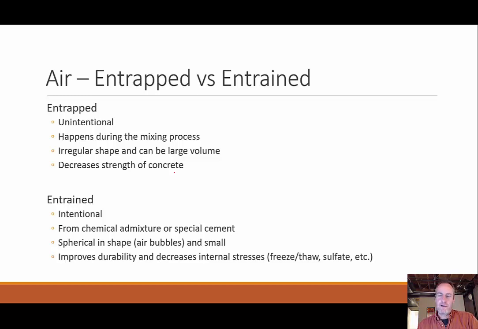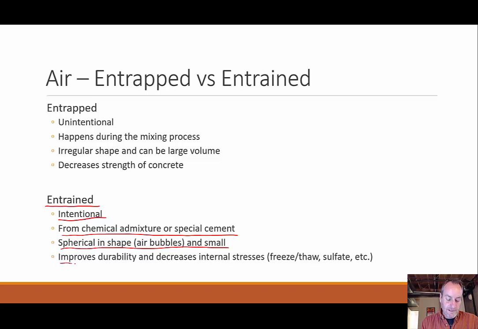However, we do want some air in our concrete. Remember, it was one of those fundamental ingredients. So that type of air is called entrained air. So that's intentional, meaning we've added that air to our concrete. So this is usually in the form of some sort of admixture. It could be a special cement or cement mixture. Now these are spherical and small. Think air bubbles, right? So if you've ever seen the reaction when you put this admixture into concrete, it basically just starts bubbling, and those bubbles are spherical by nature, right?